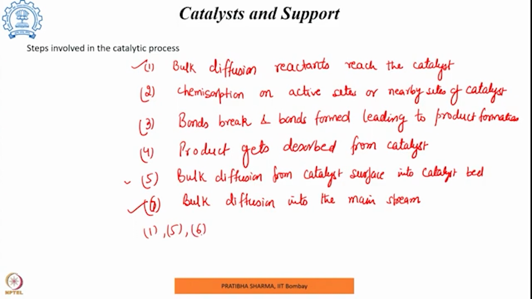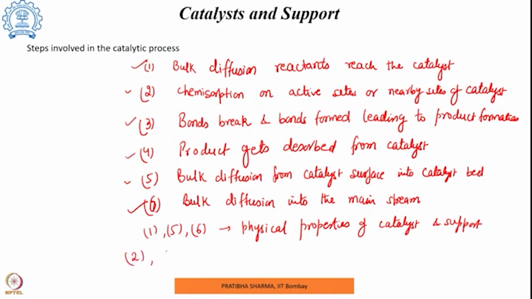Now, if we see these processes, process 1, process 5 and process 6, these are actually physical processes, wherein they depend upon the physical properties of the catalyst, of the active, of the support and the media. However, process 2, 3 and 4, these are chemically activated processes.